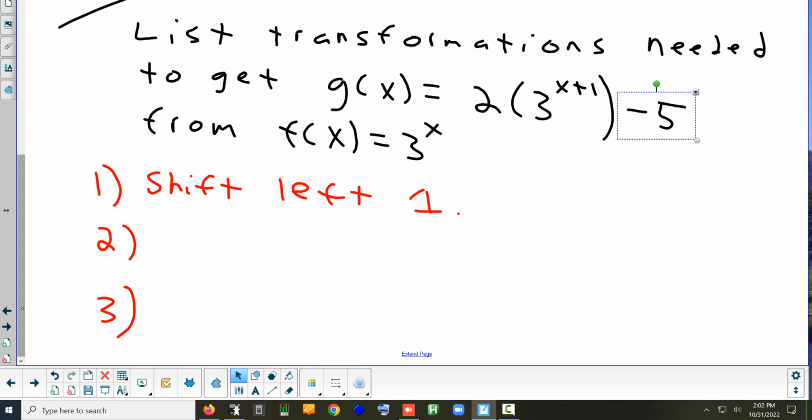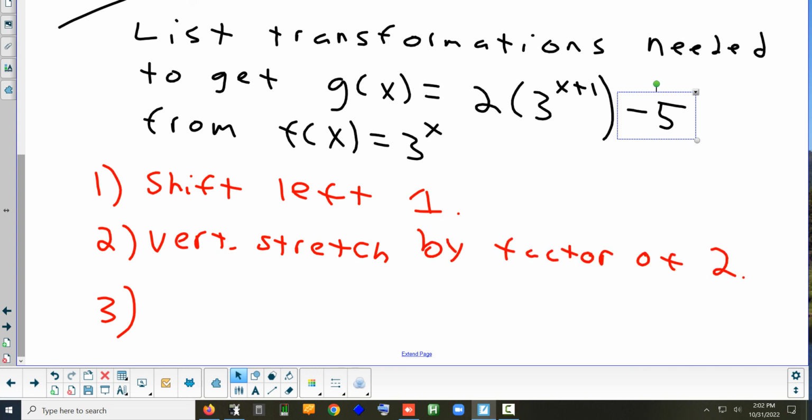Okay, what's the next number I look at there? The 2 or the negative 5? It'd be the 2. Can you tell me what the 2 is going to do? It'd be the vertical stretch by 2. So vertical stretch. First you have to tell me what type of stretch and then how much. A factor of 2. Okay, there's that one. So the last thing we're going to be looking at is the minus 5.